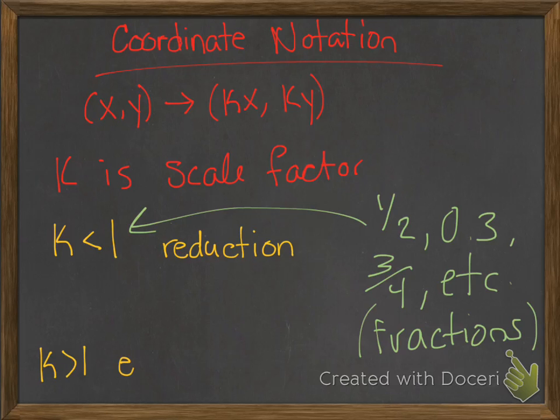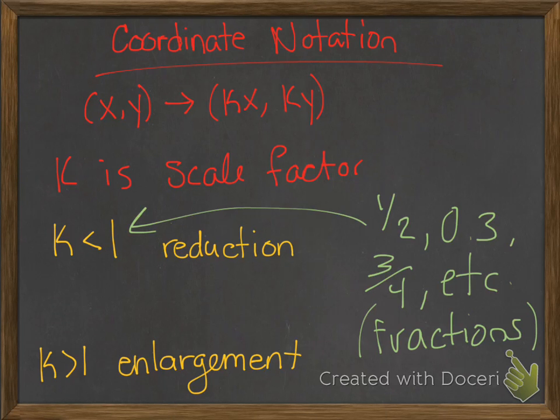Whenever K is bigger than 1, we have an enlargement. So when K is bigger than 1, that's something like 2, 4, 36, etc. So those are really big numbers. Small numbers, you get smaller. Big numbers, you get bigger. Just keep that in mind.